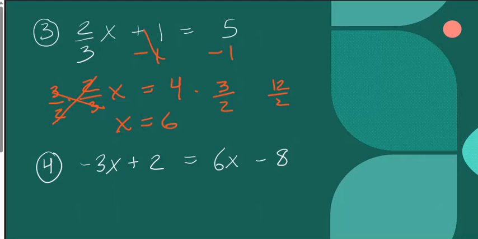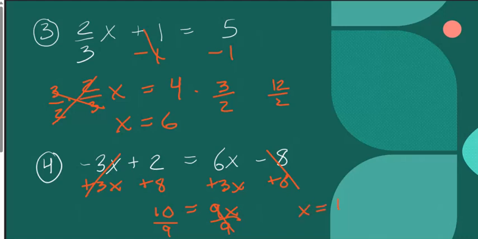So if you're someone who likes to always get your x's on the left, that's fine. I'm going to choose to add this 3 over here. And I'm going to add the 8 over here. So it gives me 10 equals 9x. And we're going to divide both sides by 9. Now, if you can simplify this, great. If you can't, just leave it. That's fine. I'd rather see a fraction than a decimal.